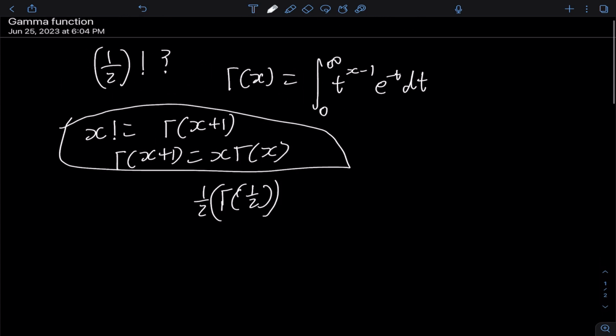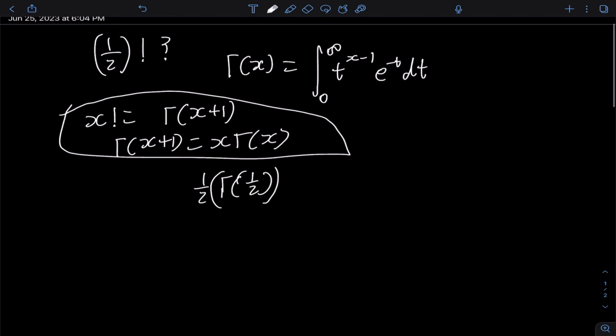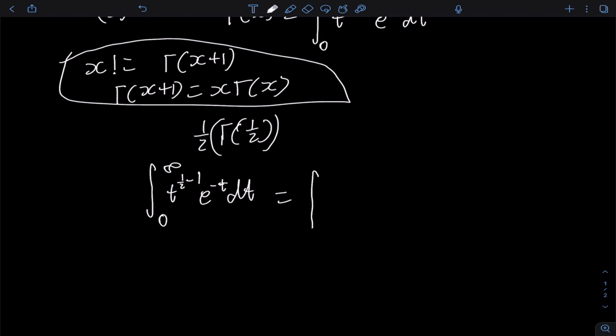We know that here the gamma function is defined by this integral. So what we'll be doing is we're just evaluating that integral. So we have the integral from 0 to infinity of t to the x minus 1, which is 1/2 minus 1, e to the negative t dt. And that is going to be equal to, we can simplify the exponent there, 0 to infinity of t to the negative 1/2 of e to the negative t dt.